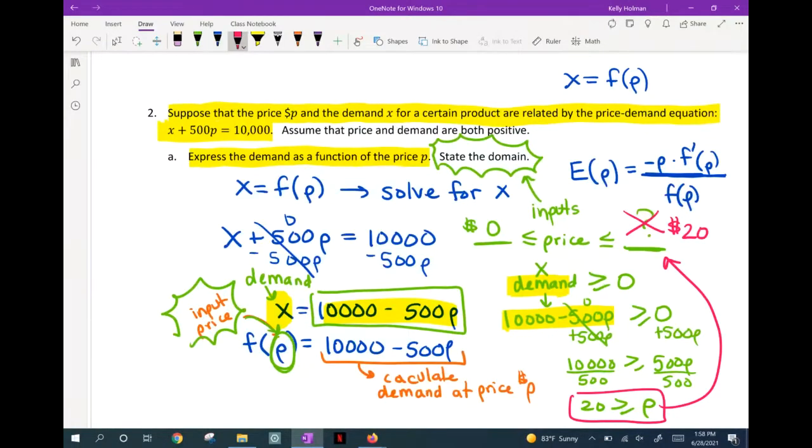So keep that domain in mind when we work future problems. So if they asked you to find an E of 30 later, that's undefined. Like I can't do it because 30 is not in the domain.